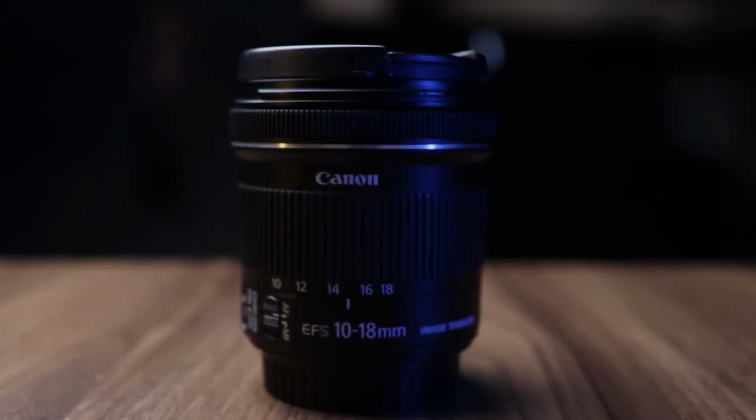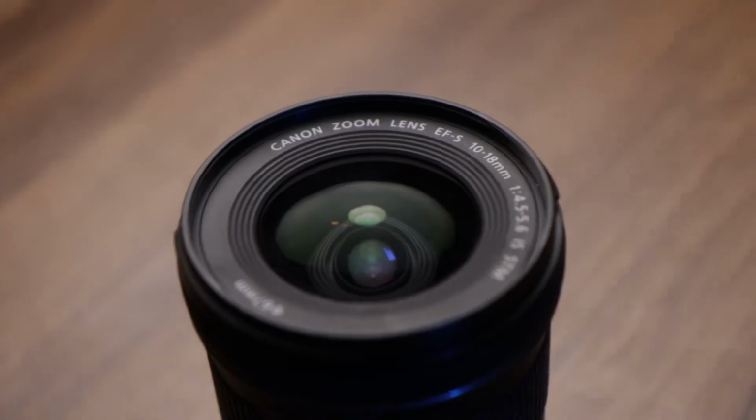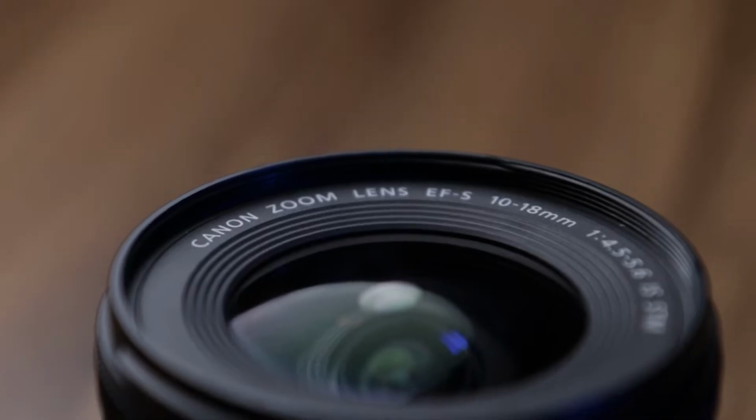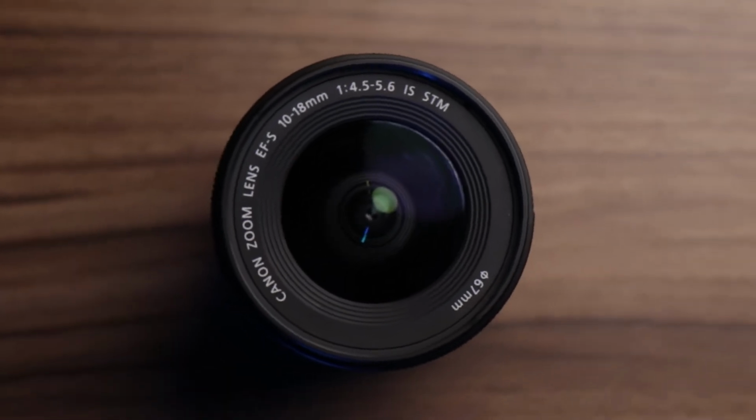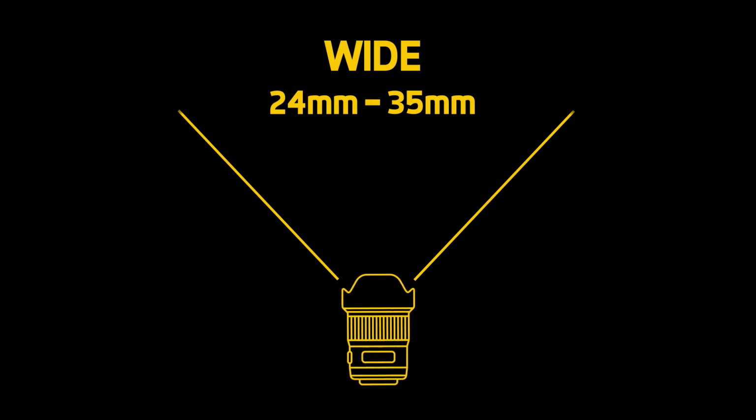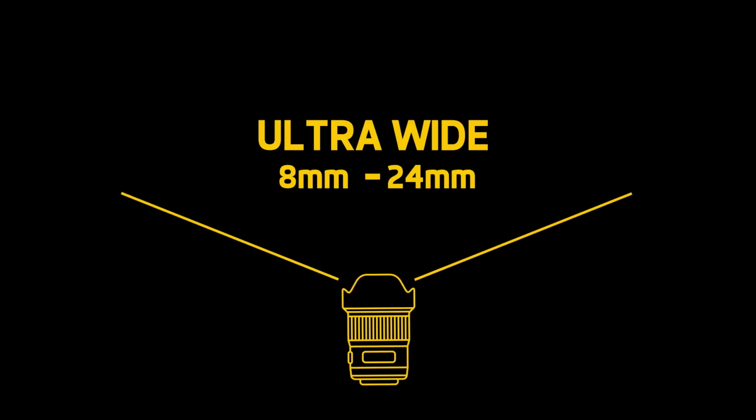Now for a wide lens, I use the Canon EFS 10-18mm. This is a cheap and affordable wide angle lens for Canon APS-C cameras and gives an equivalent angle of view to what a 16-25mm would give on a full frame camera. In case you didn't know, a wide focal length is measured between 24 and 35mm, compared to the 8-24mm focal length, which is classed as an ultra wide angle lens.